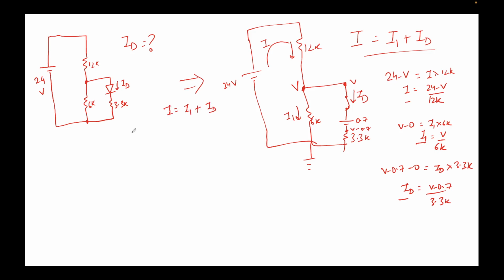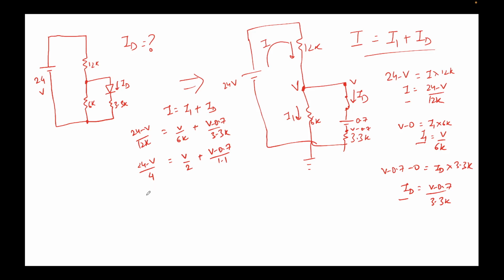So I is 24 minus V over 12K. I1 is V over 6K plus ID is V minus 0.7 over 3.3K. So K will get cancelled, and you can also cancel the term 3. 3 is common in all these denominators. So we'll get 24 minus V over 4 equal to V over 2 plus V minus 0.7 over 1.1. I simply took 3K common from both sides from the denominator.